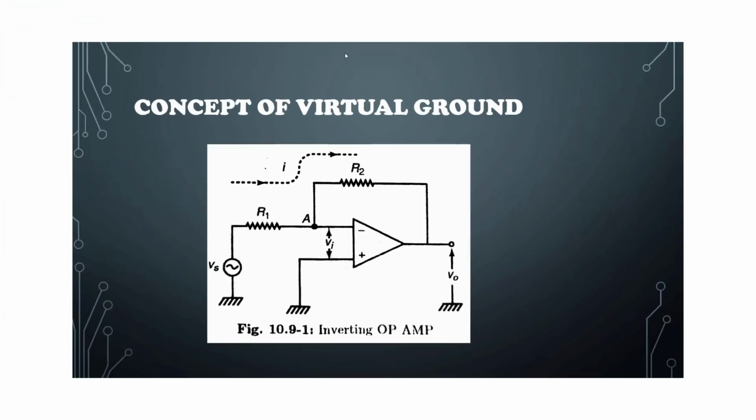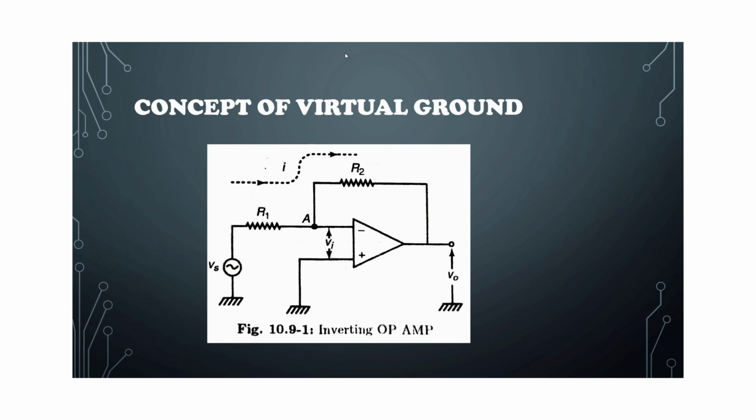Let us discuss the concept of virtual ground. The figure shows the basic circuit of an inverting op-amp which employs negative feedback through the resistor R2. The negative feedback voltage through R2 tends to cancel the input signal at the point A and tries to keep the point A at ground potential. If Vi be the potential at A, then output Vo equals Av into Vi. Since the open loop gain Av tends to infinity, for a finite Vo, we must have Vi tends to 0.